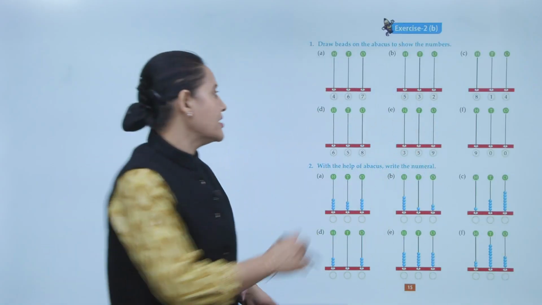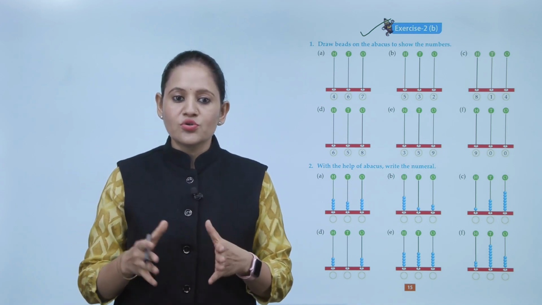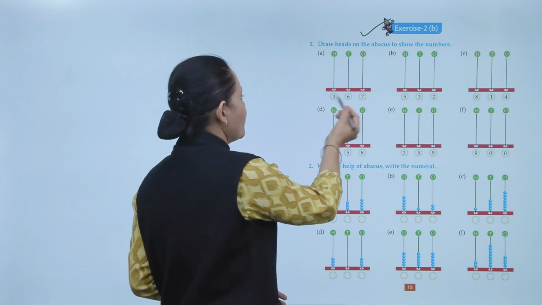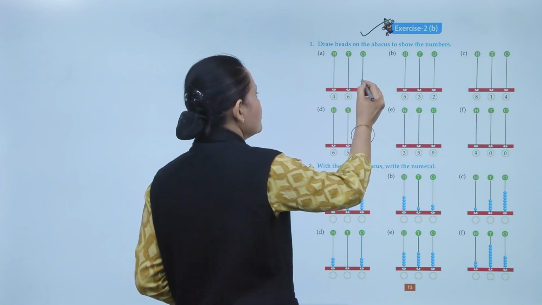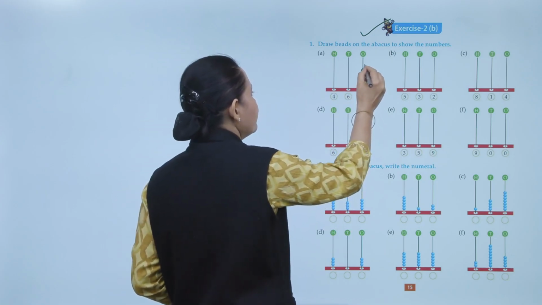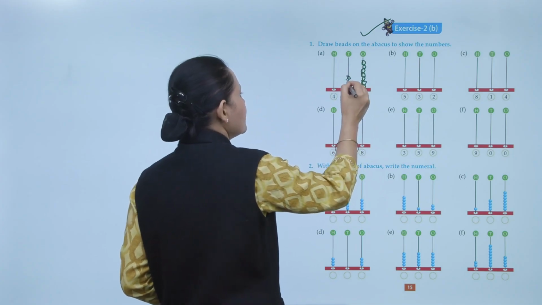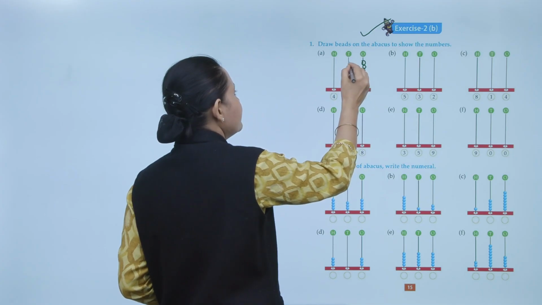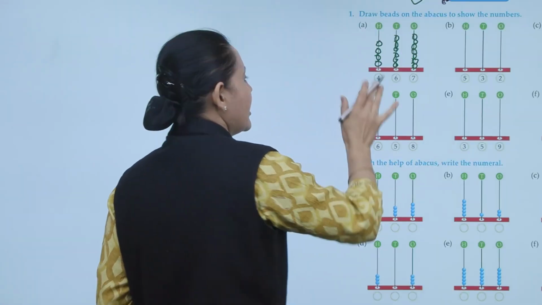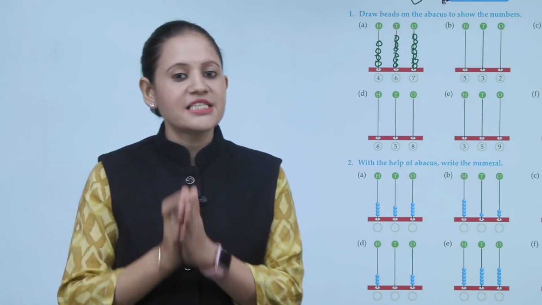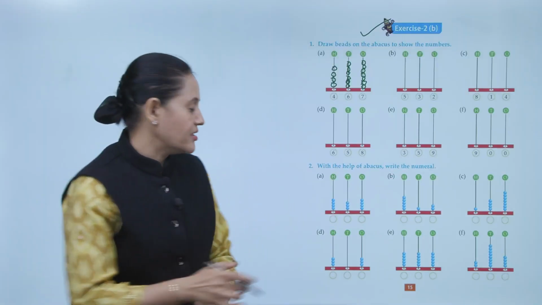Next is exercise 2B. Draw beads on the abacus to show the number. So number here is 467. So in ones place 7 beads. So 1, 2, 3, 4, 5, 6, 7. Here 6, 1, 2, 3, 4, 5, 6. 4 beads, 1, 2, 3 and 4. That will represent number 467. Clear?